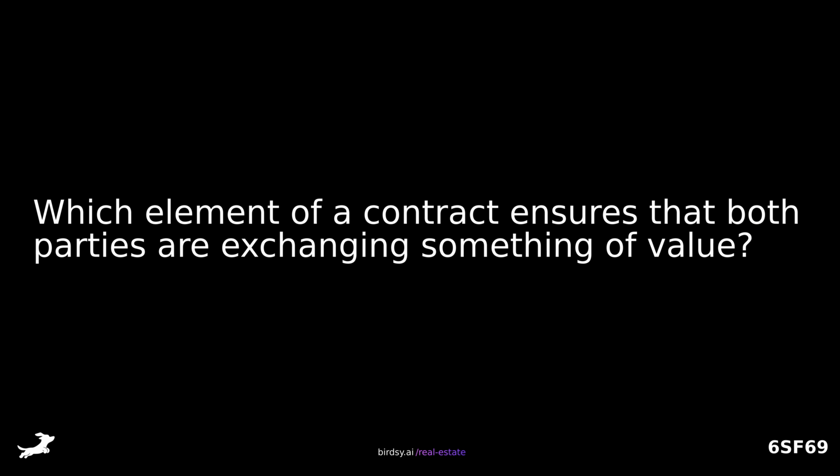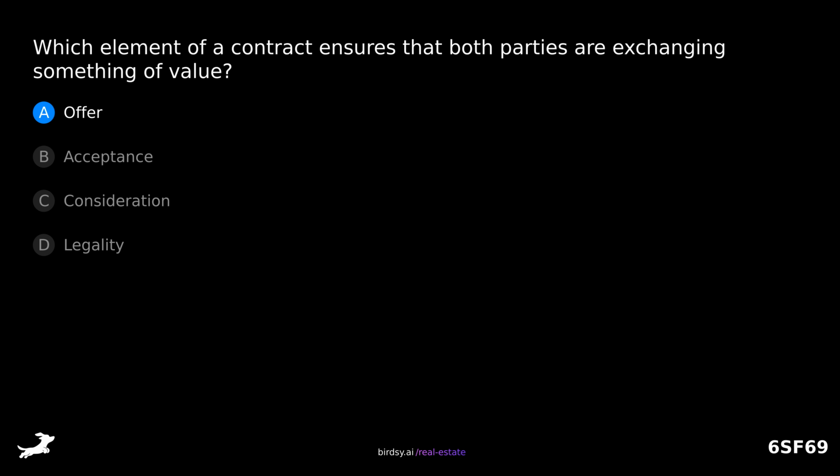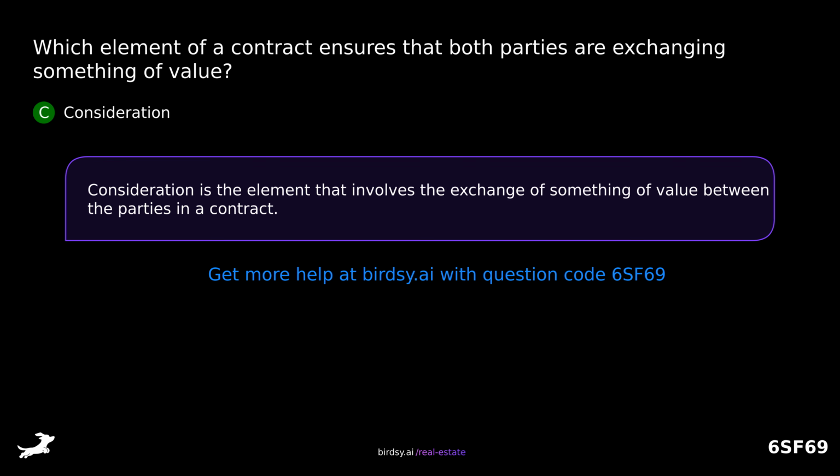Which element of a contract ensures that both parties are exchanging something of value? Is it A, offer, B, acceptance, C, consideration, or D, legality? The answer is C, consideration. Consideration is the element that involves the exchange of something of value between the parties in a contract.